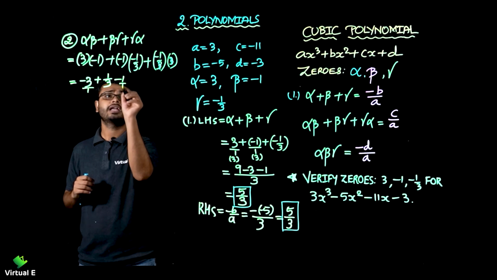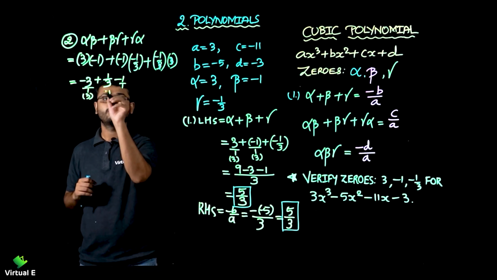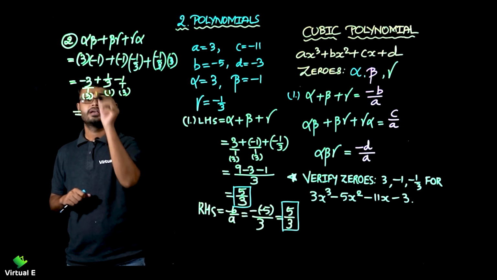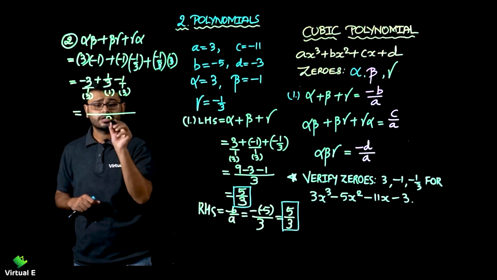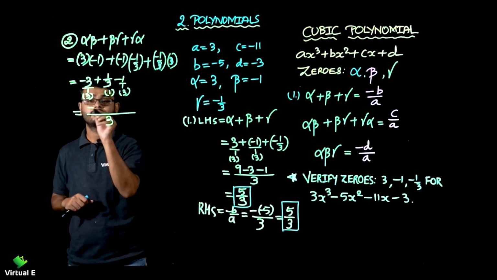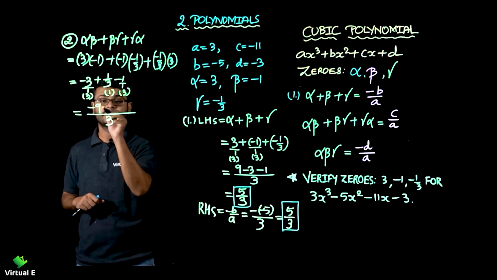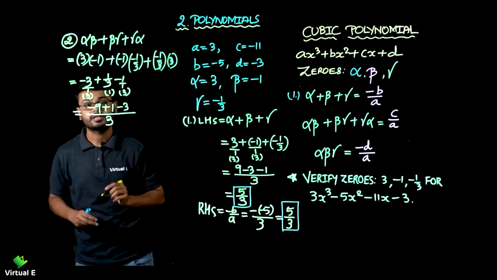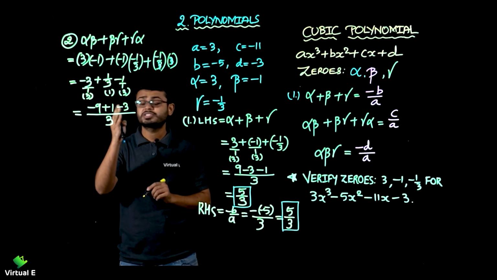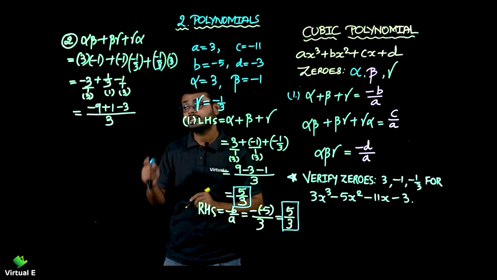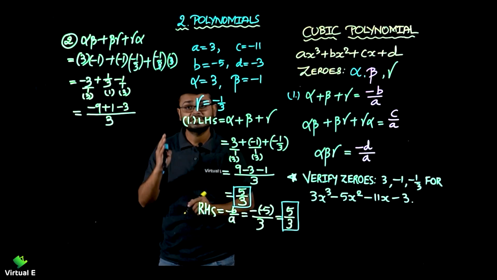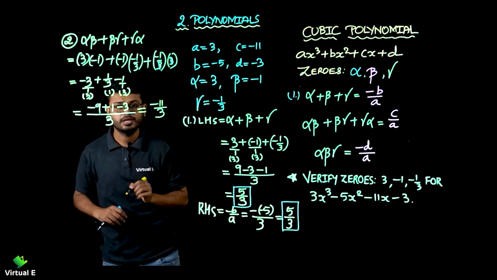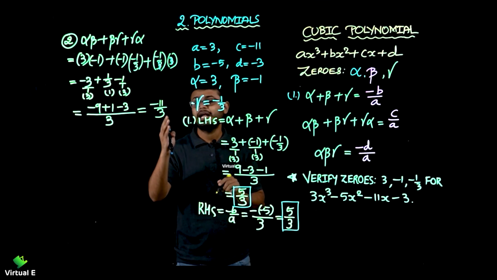So 1 and 1, 3 over here, 1 over here and 3. If we simplify, LCM will be in the denominator, which is 3. 3 3s are minus 9. 1 into 1 will give you plus 1. 3 into minus 1 will give you minus 3. Minus 9 plus 1 will give you what? Minus 8. Minus 8 and minus 3 will give you minus 11 over 3. Simple. That is my LHS.